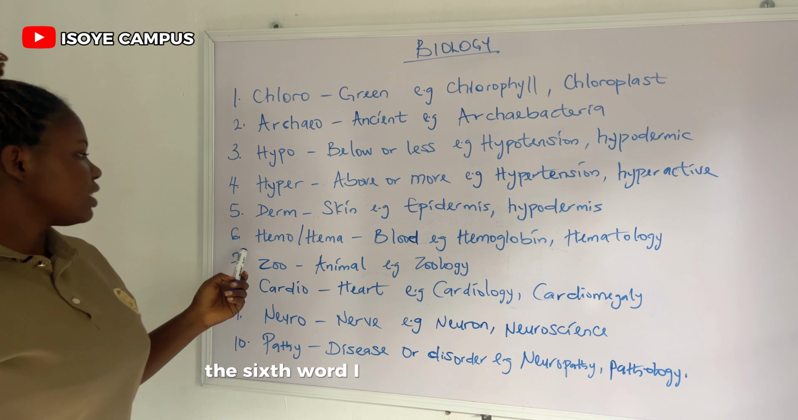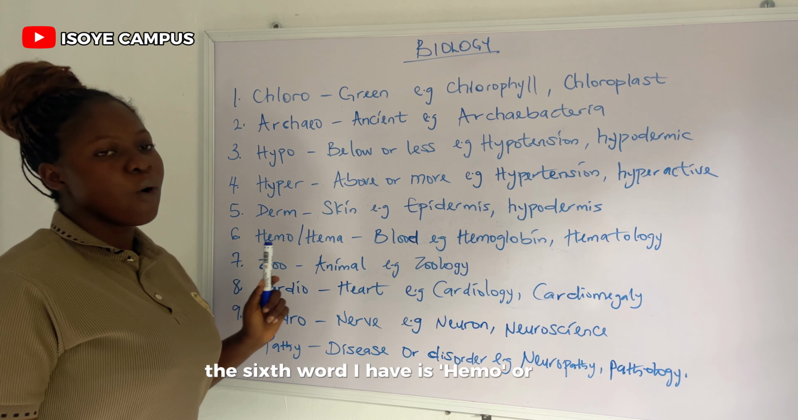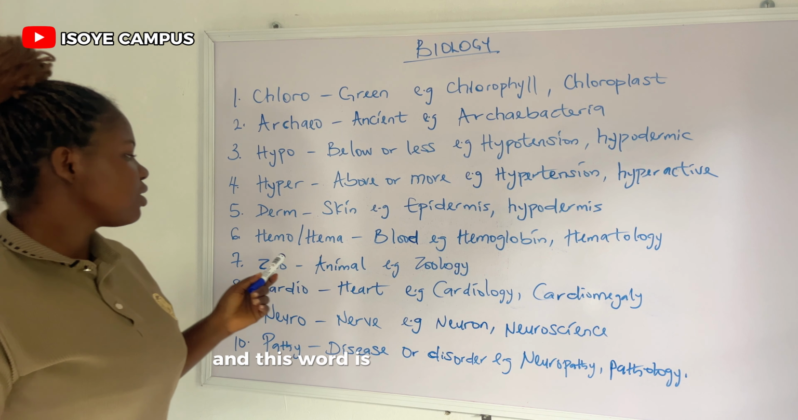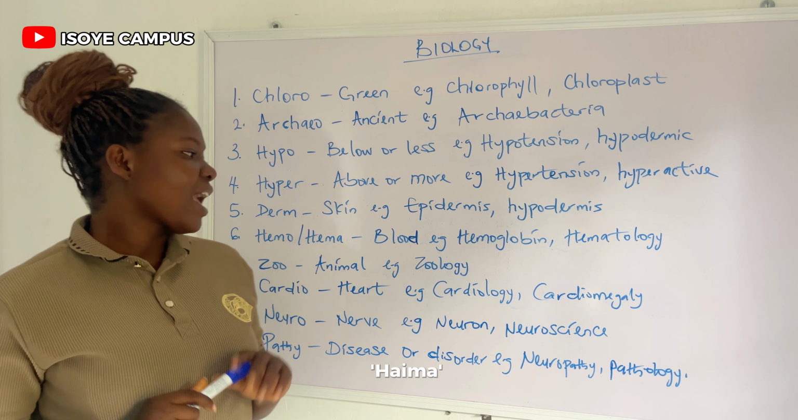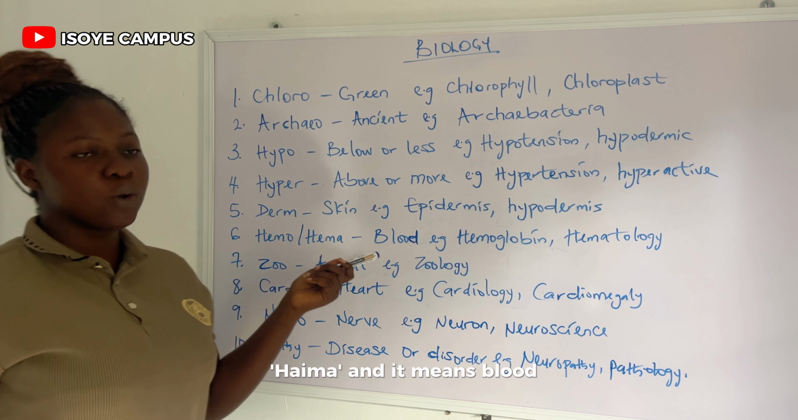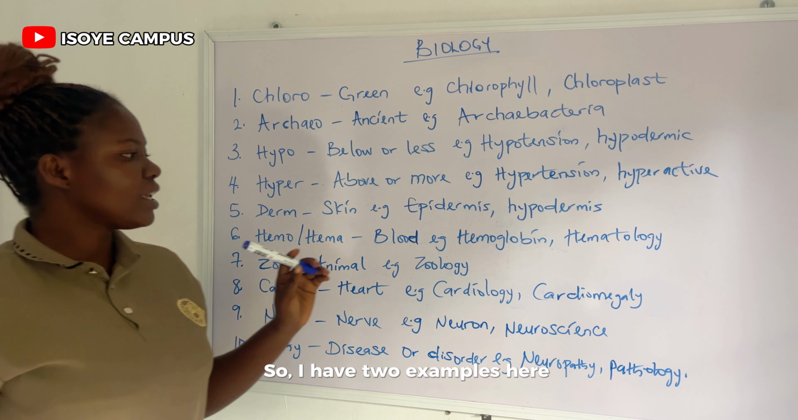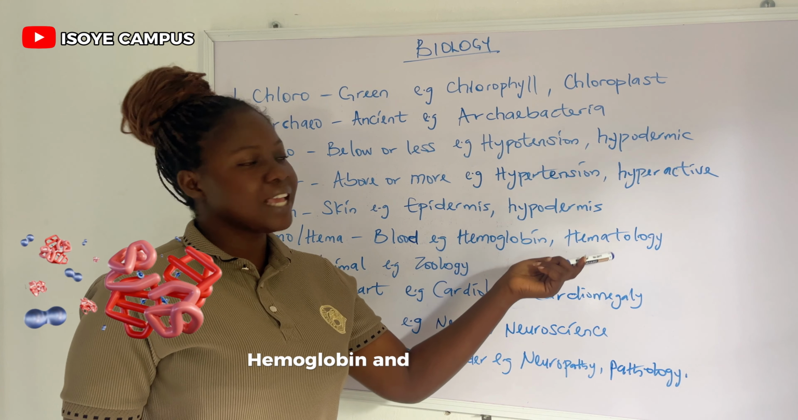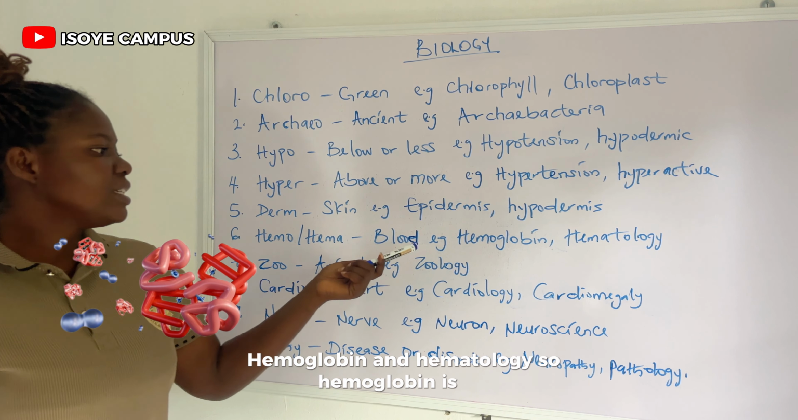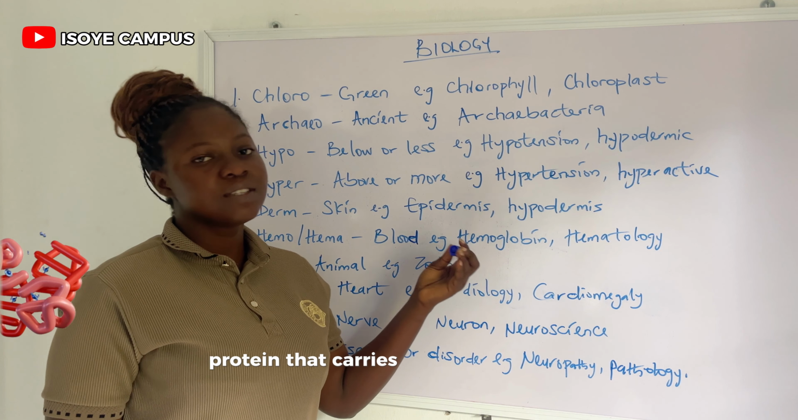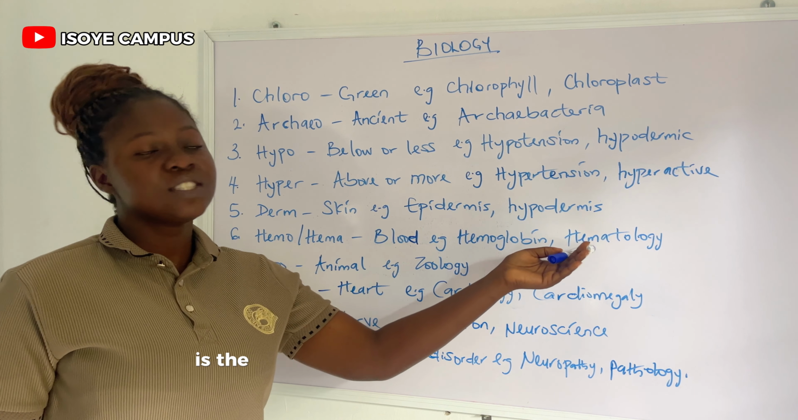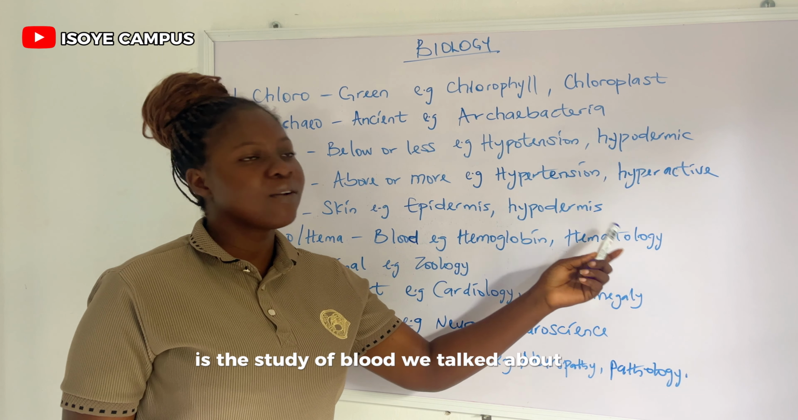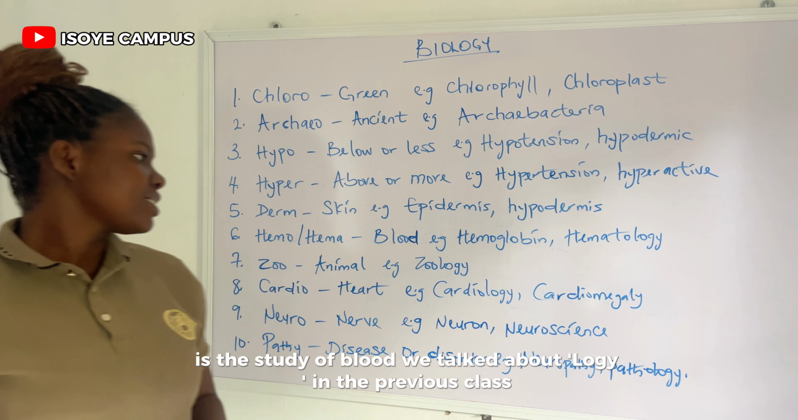The sixth word I have is hemo or hema, and this word is gotten from the Greek word haima, and it means blood. So I have two examples here, hemoglobin and hematology. Hemoglobin is the protein that carries oxygen in red blood cells, while hematology is the study of blood. We talked about logy in the previous class.